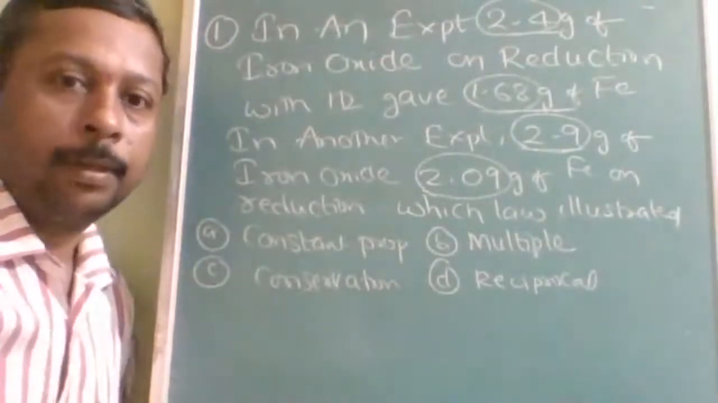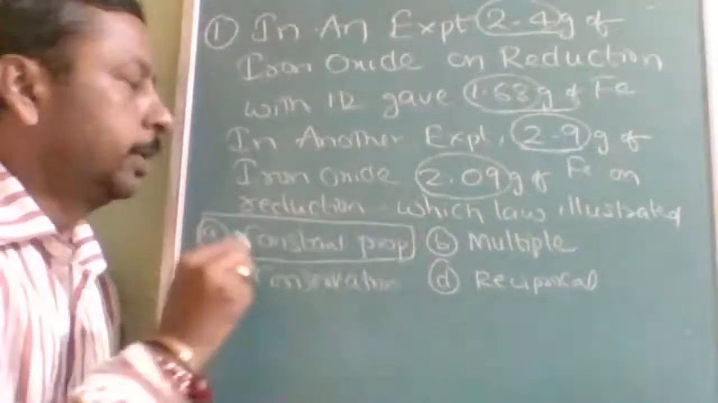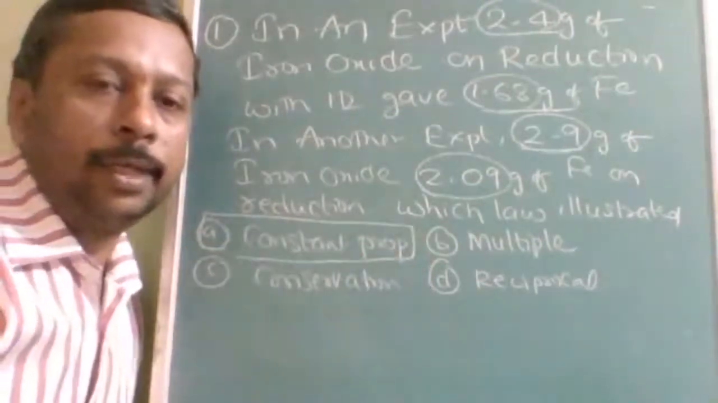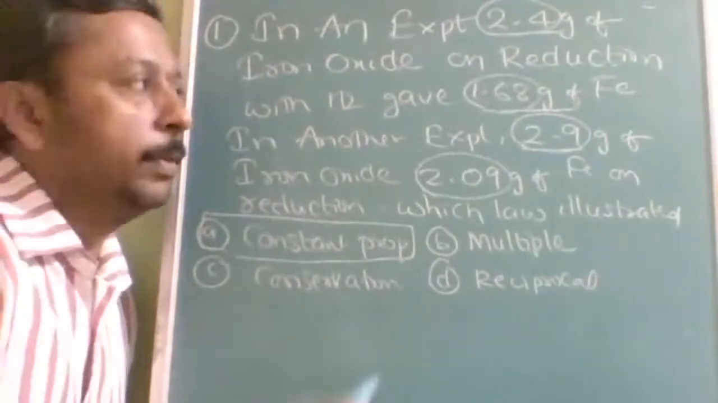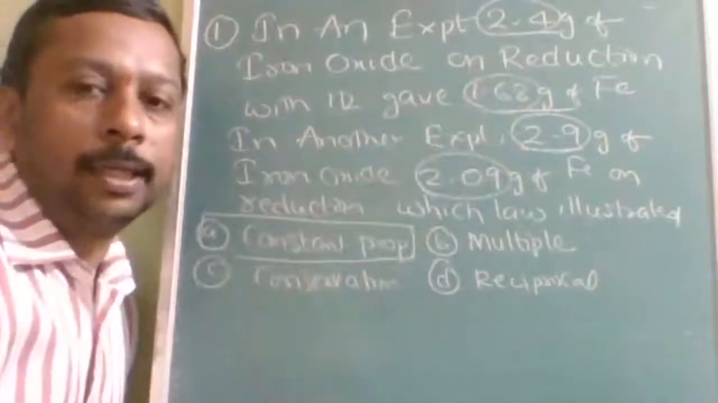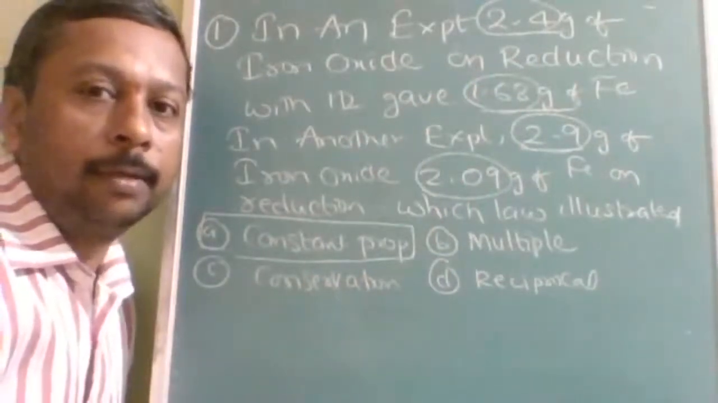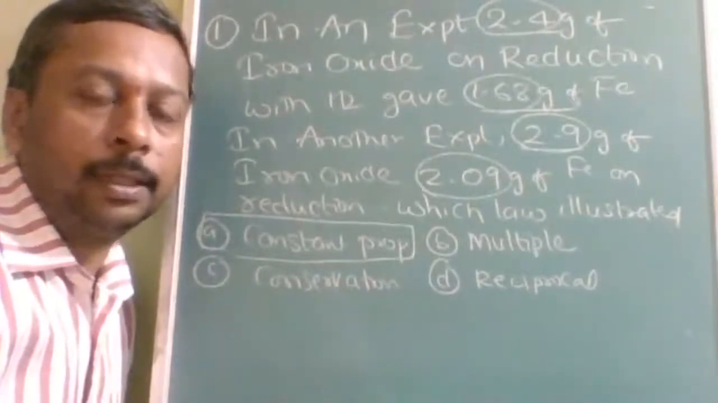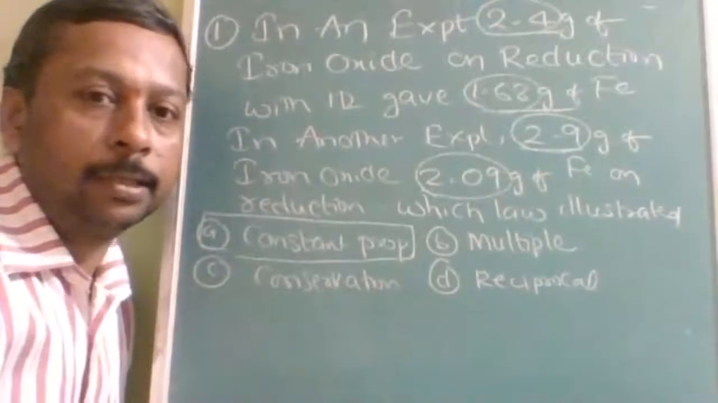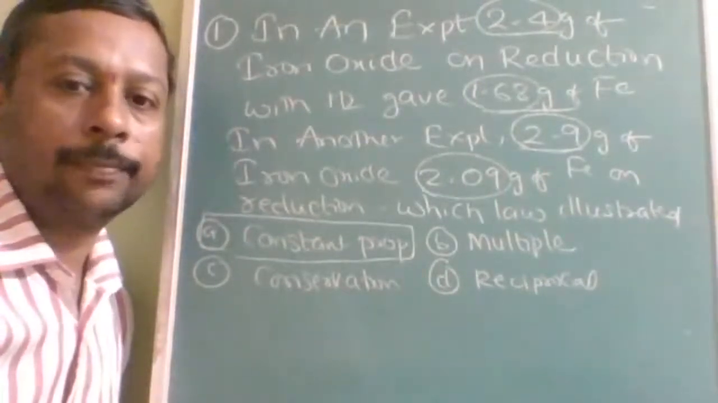Answer to this question is constant proportion. See how technically they are making the questions. Deliberately they have given two oxides, so people will write the multiple proportion. But if you see the ratio of iron per gram of oxygen, both ways you will get the same answer. So first question answer is A.